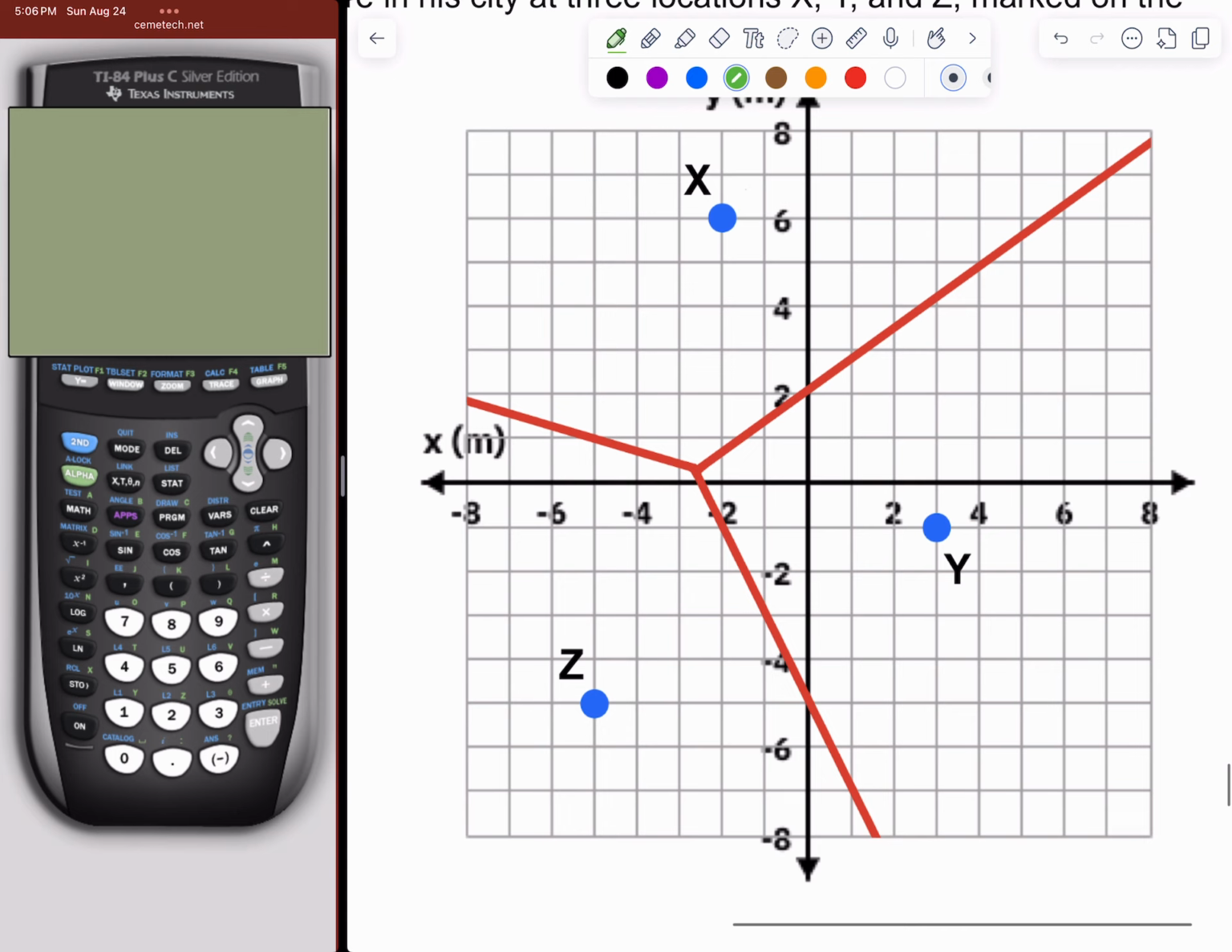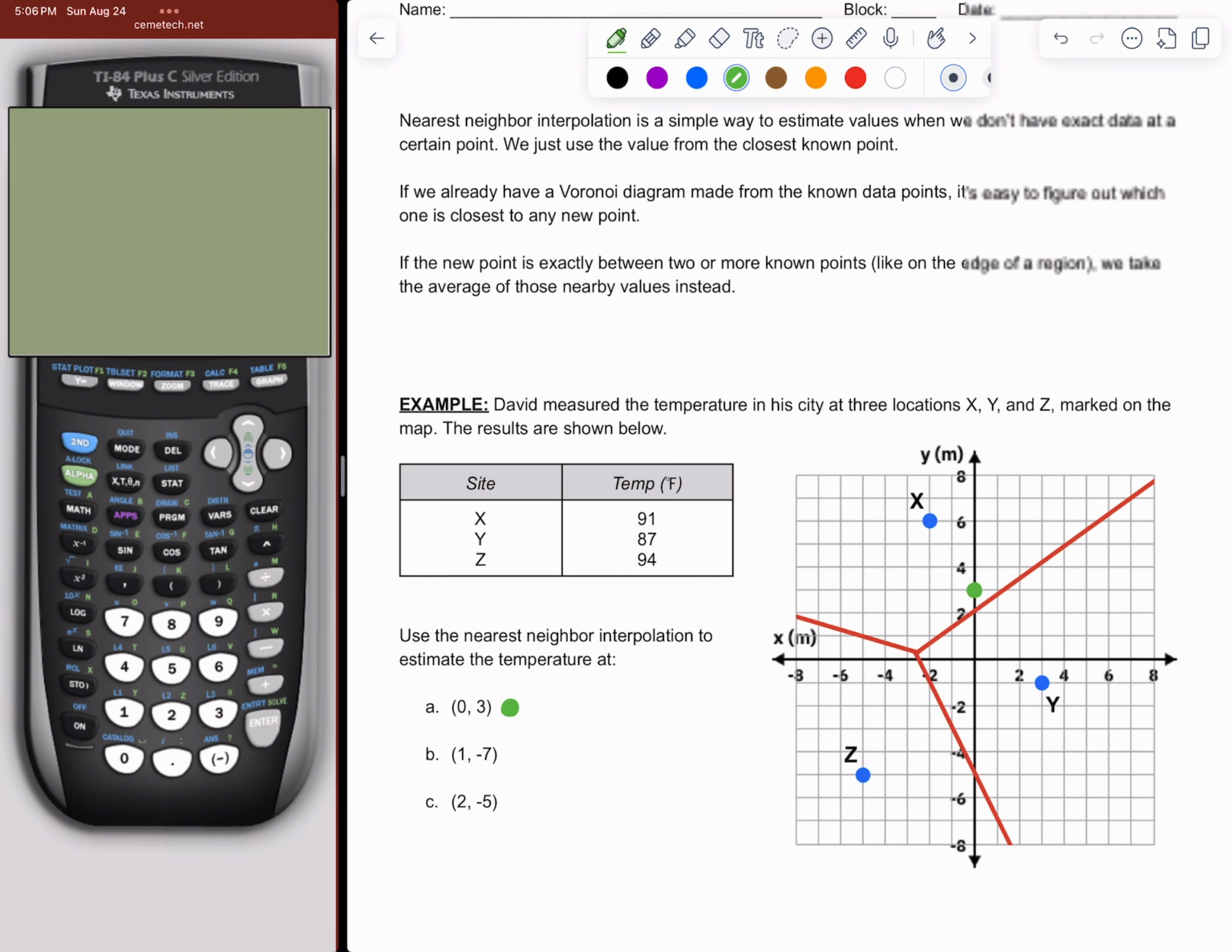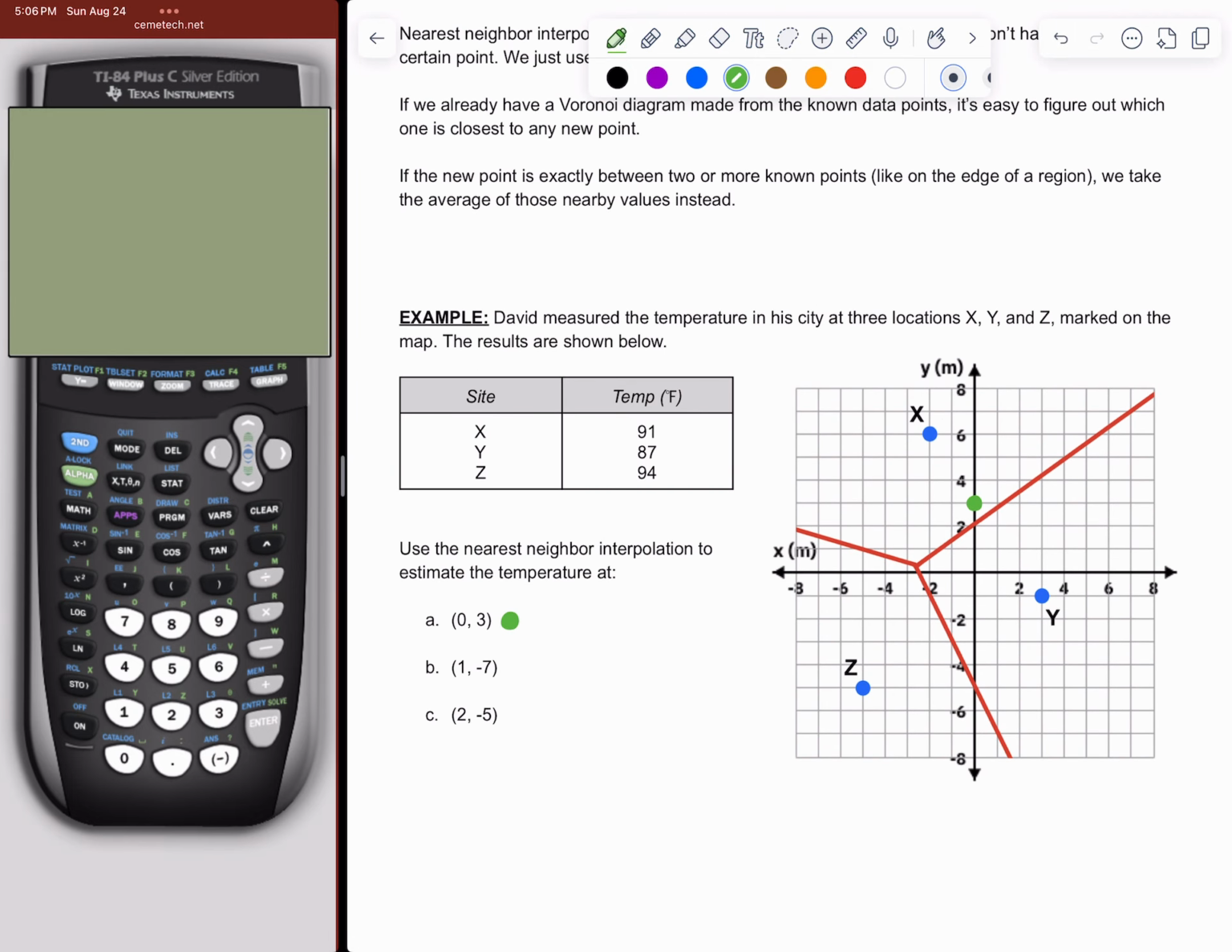So if I go to my graph and I plot (0, 3), I am here. And you can see that that point lies in cell X because that is the site that's closest to it. So that means that this point will take on the value of 91 degrees Fahrenheit, just like site X.